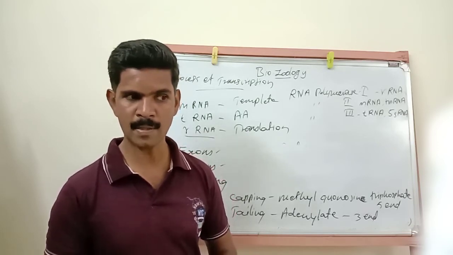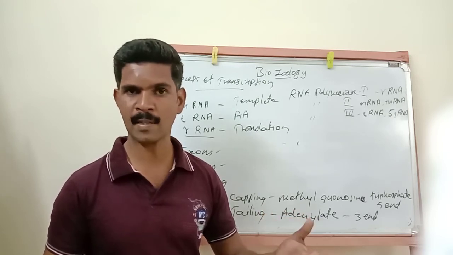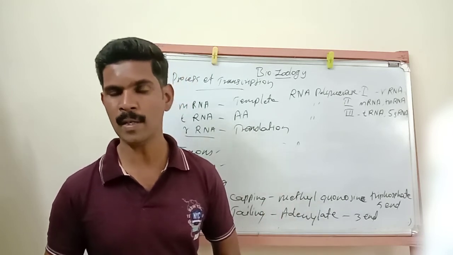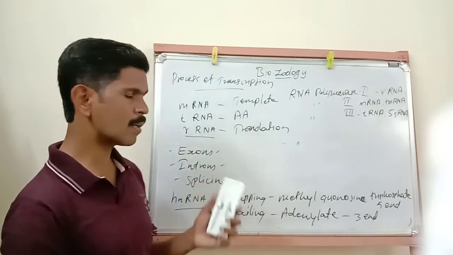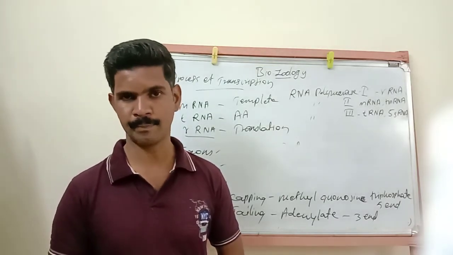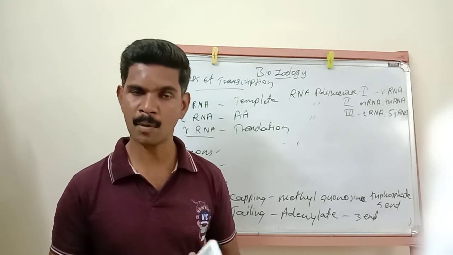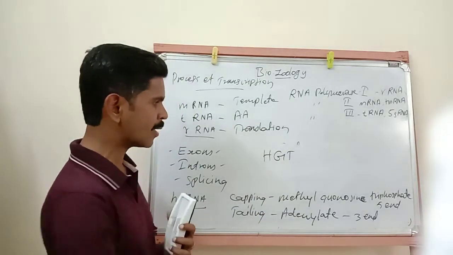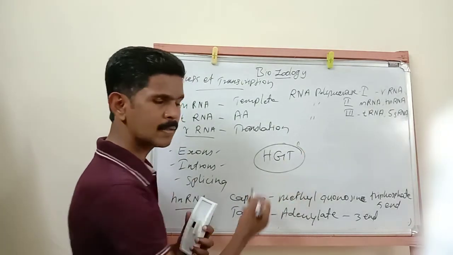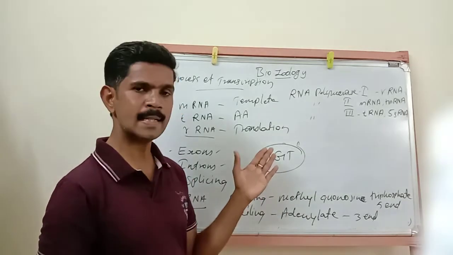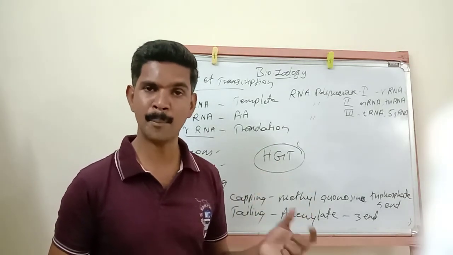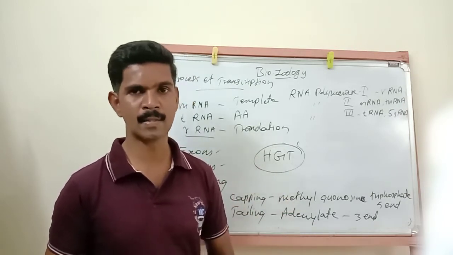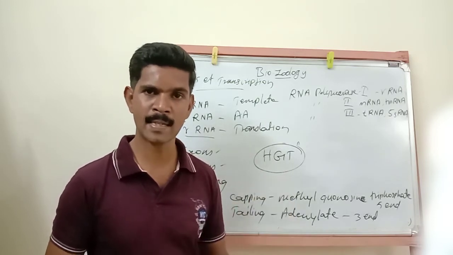Here, mobile transposons means a factor transferring genetic material from one cell to another cell, or from one organism to another organism. So it is called mobile transposons. The name of this is HGT, meaning horizontal gene transfer. This horizontal gene transfer may be present between two prokaryotic cells, or between two eukaryotic cells, or between a prokaryotic cell and a eukaryotic cell.